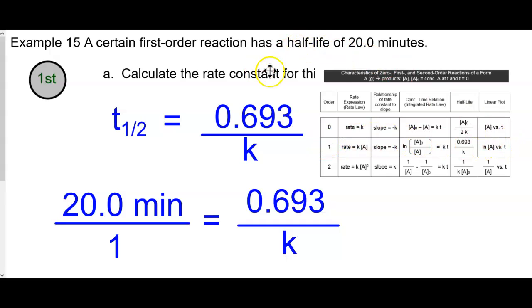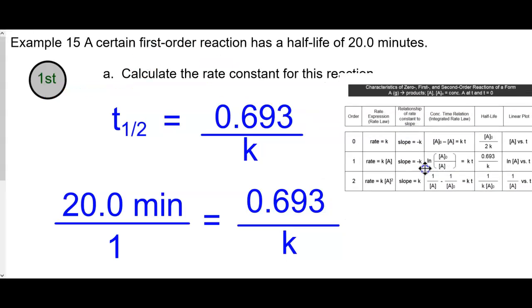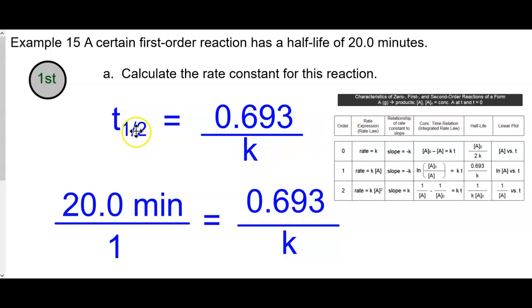It says calculate the rate constant. Calculate the rate constant for this. Okay, so we're looking for K. The only column in our formula that we can use with half-life is this one, so we have to be using this piece right here. Remember, T subscript half means half-life. When it's just a T, it's time, but this is half-life equals 0.693 over K.